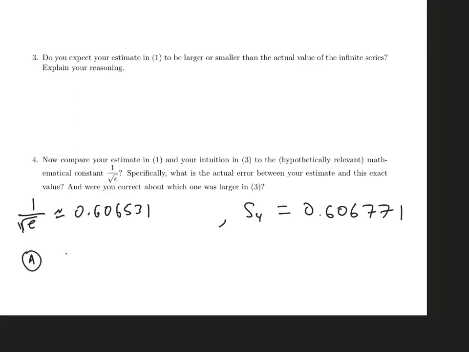And so first of all, I can see that S4 is bigger than 1 over the square root of e, just by comparing those numbers. And secondly, I can see how big the difference is by just subtracting. Since S4 is the bigger one, I'll write that one first. So if I subtract these two, that's my actual error. That's going to be 0.00024.